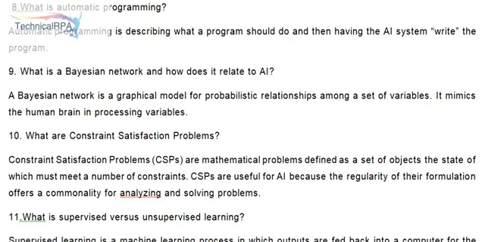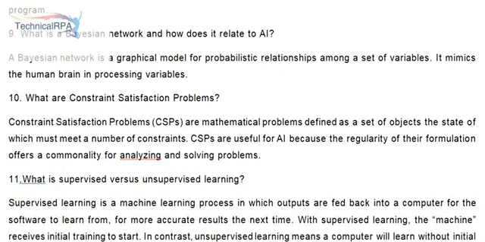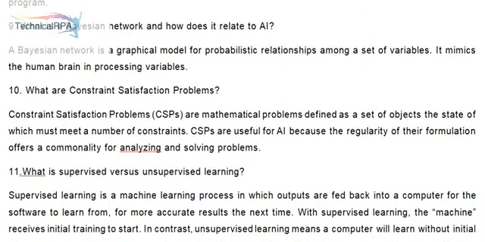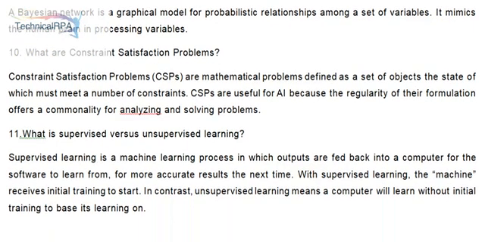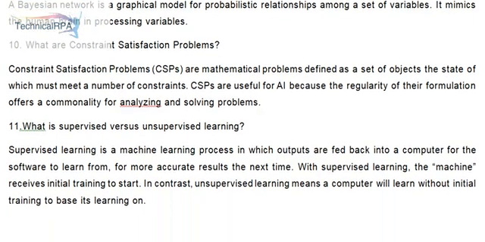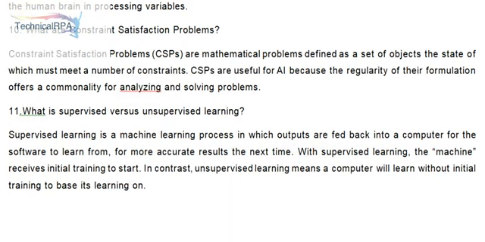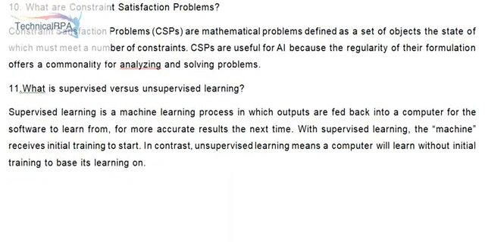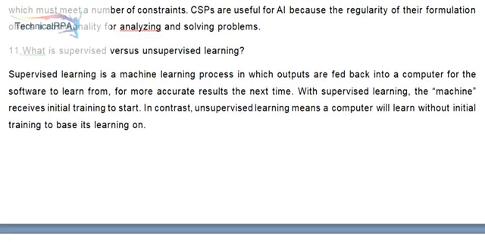10. What are constraint satisfaction problems? Constraint satisfaction problems, CSPs, are mathematical problems defined as a set of objects the state of which must meet a number of constraints. CSPs are useful for AI because the regularity of their formulation offers a commonality for analyzing and solving problems.